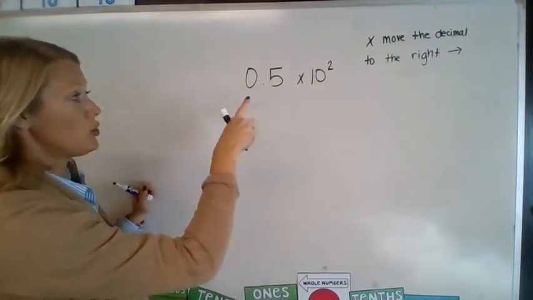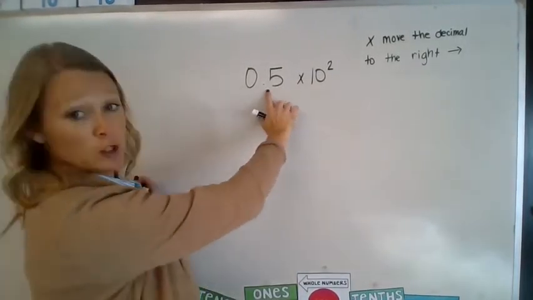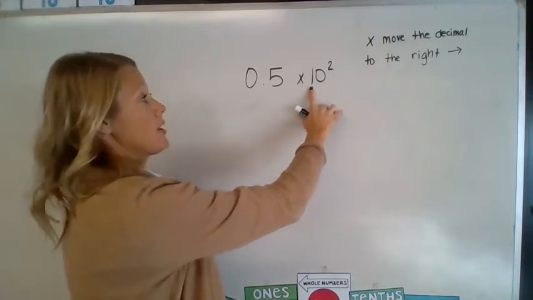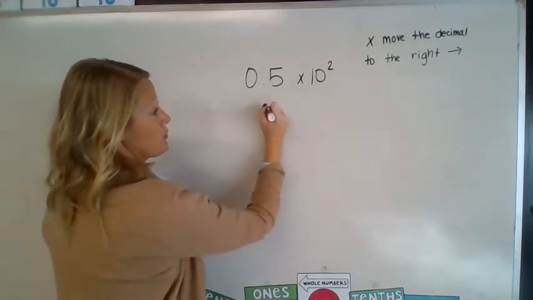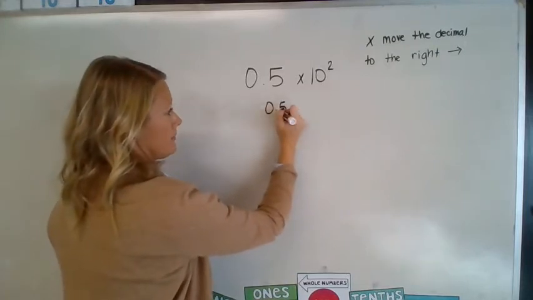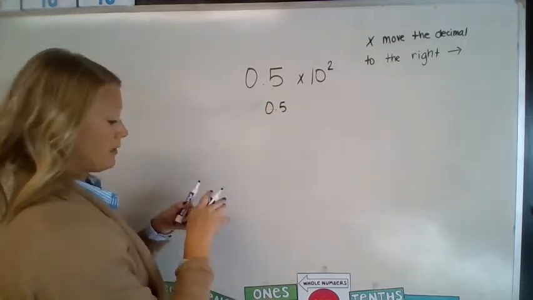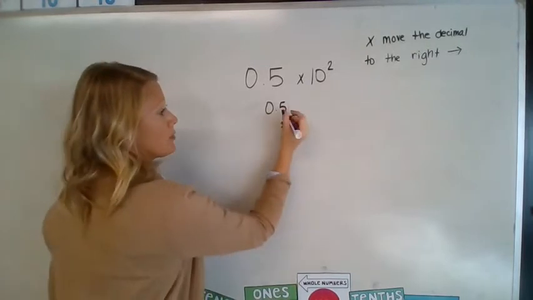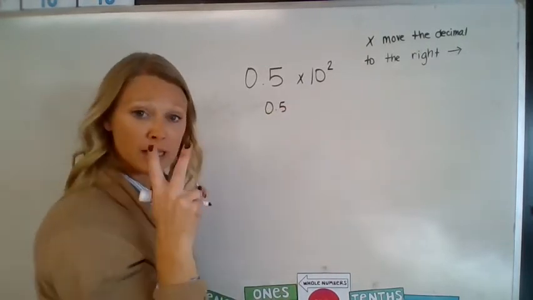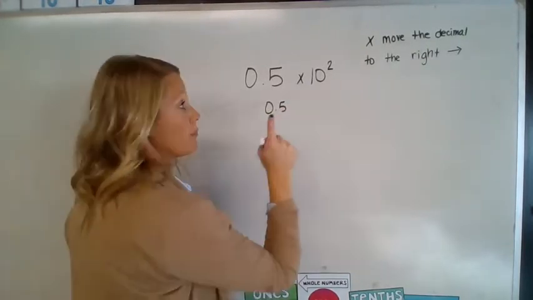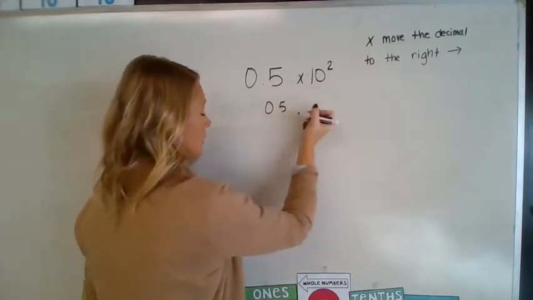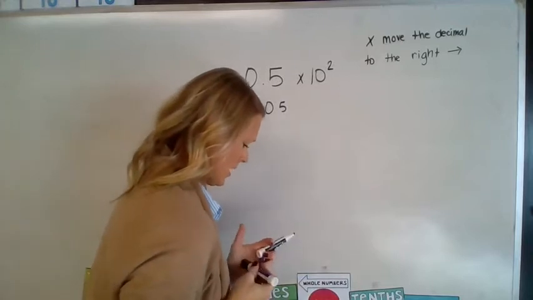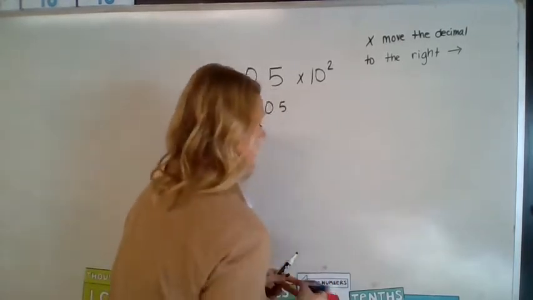So I'm going to multiply 5 tenths by 10 to the second power. What I would do is rewrite the number, and I'm going to take my decimal. I'm going to use my purple. I'm going to take my decimal and count over 2 place values because I'm multiplying by 10 to the second power. So 1, uh-oh, my purple died on me. Please flip. All right.